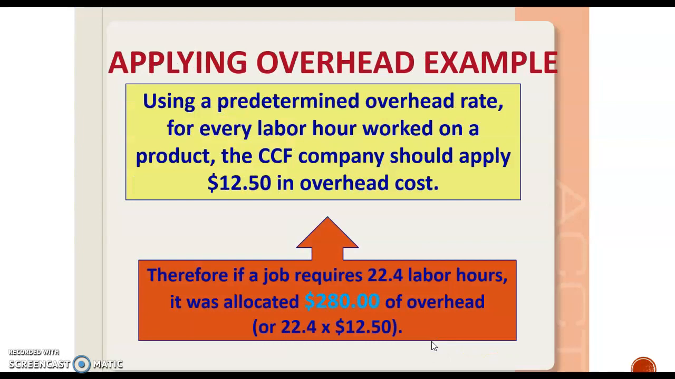Then each job that we get during that next year, we'll figure out how many direct labor hours were in that job each month, multiply it by the $12.50, and that's how much overhead we're going to apply to that job for that month.